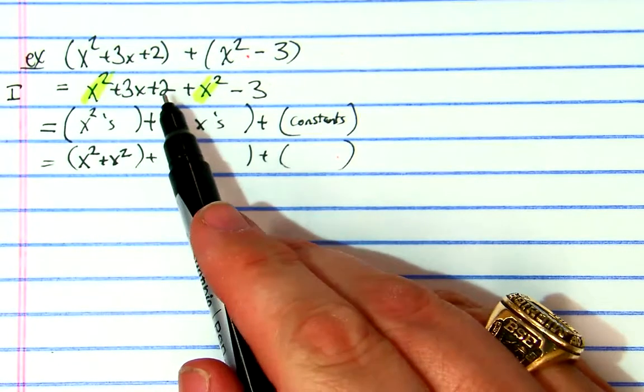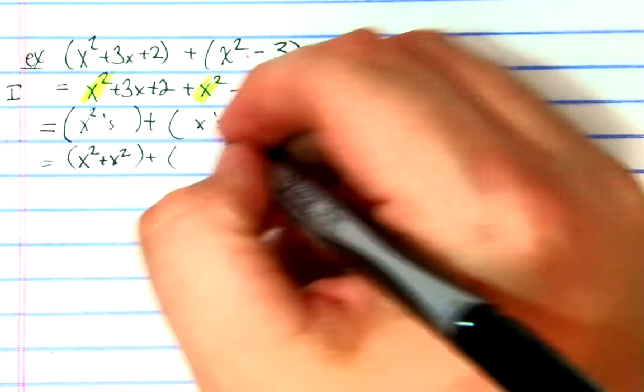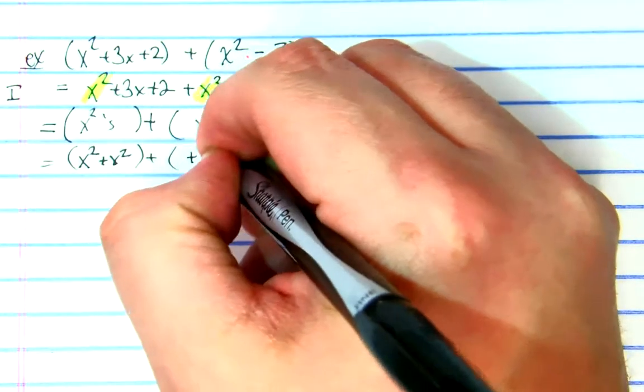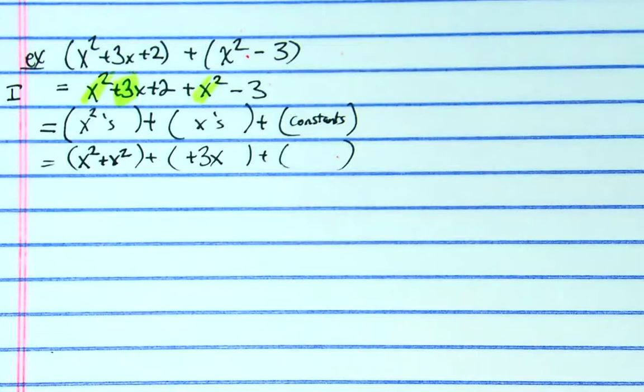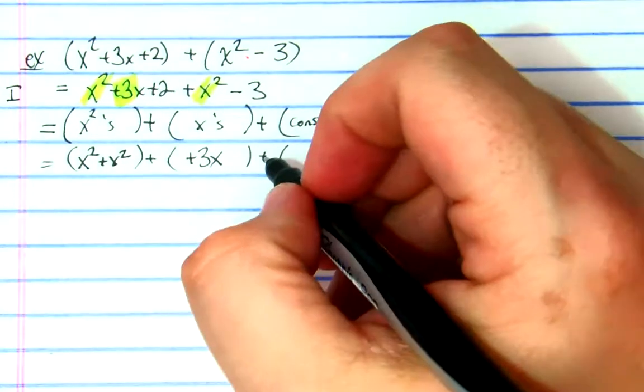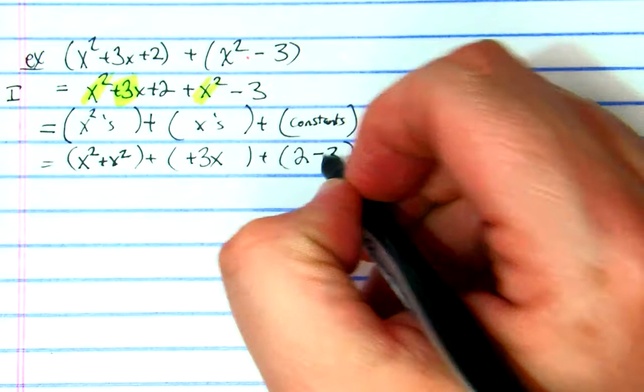I have a 3x, a 2, and a negative 3. I want my x's. So the only one I see is a positive 3x. So I'm going to put positive 3x here. And I am going to highlight that one. So now for my last one, I have 2 minus 3.